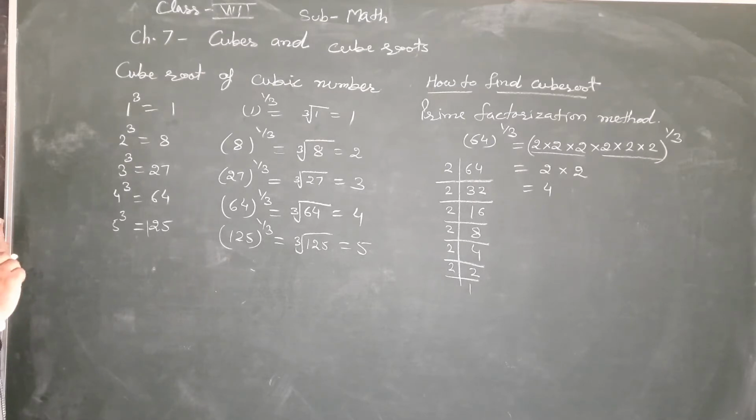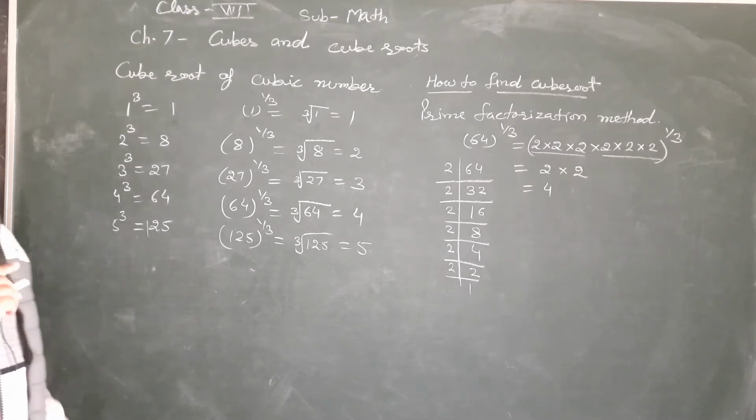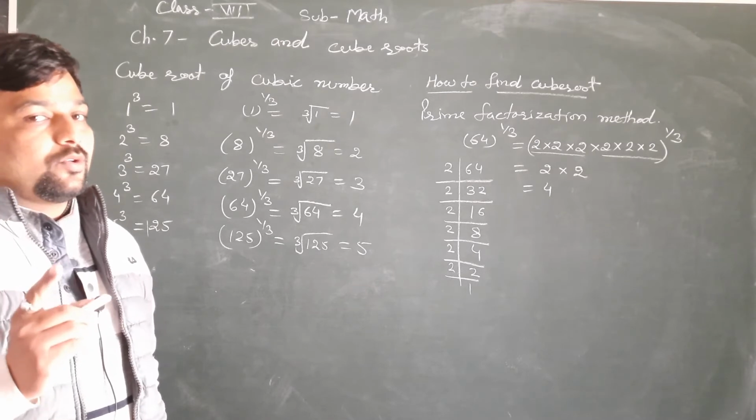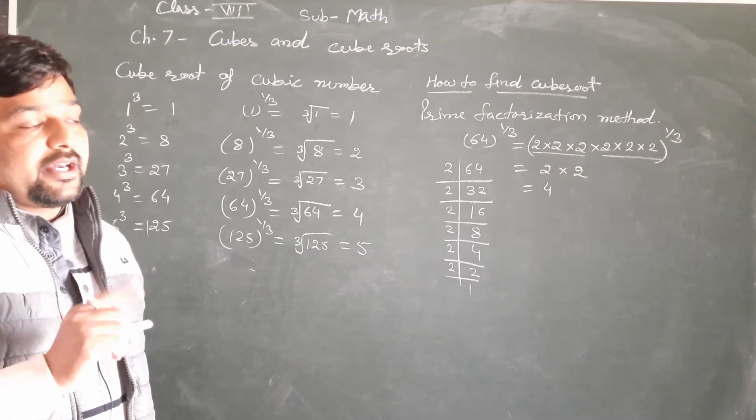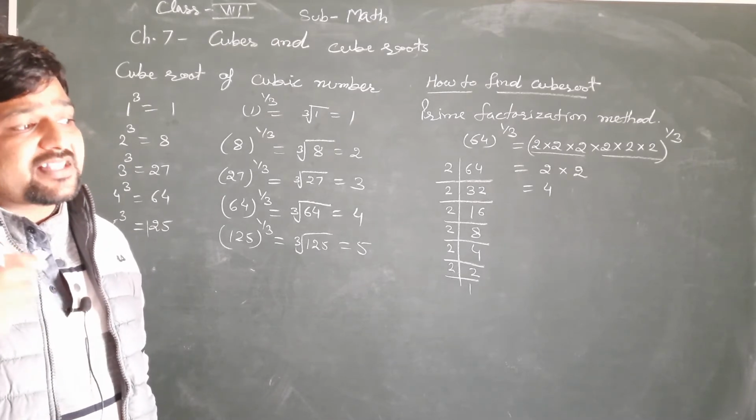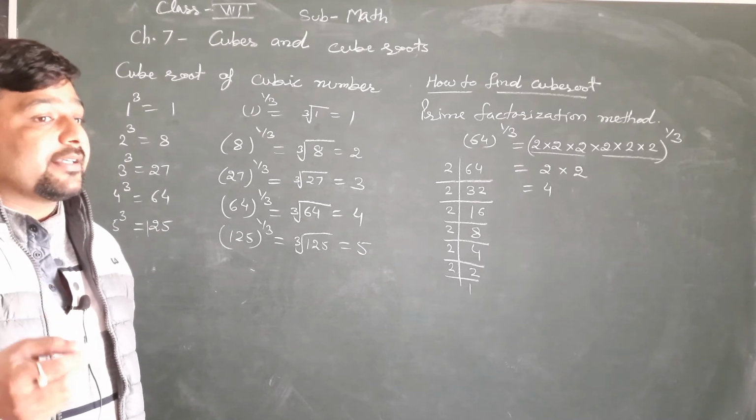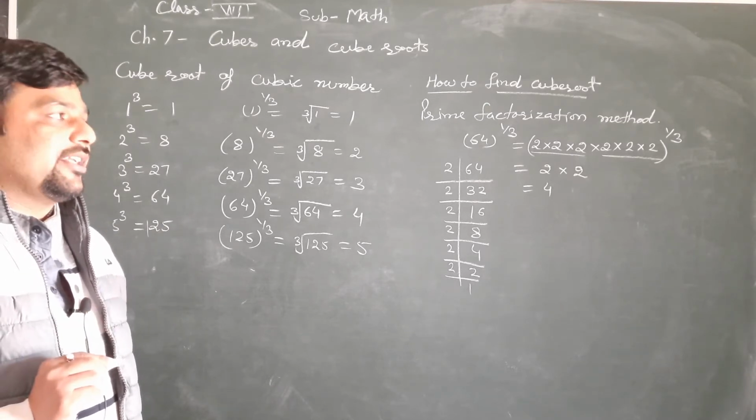So there are two methods to find cube roots. First is the prime factorization method and second is the estimation method. Estimate means we will guess. By guessing we can find the cube root of any number.